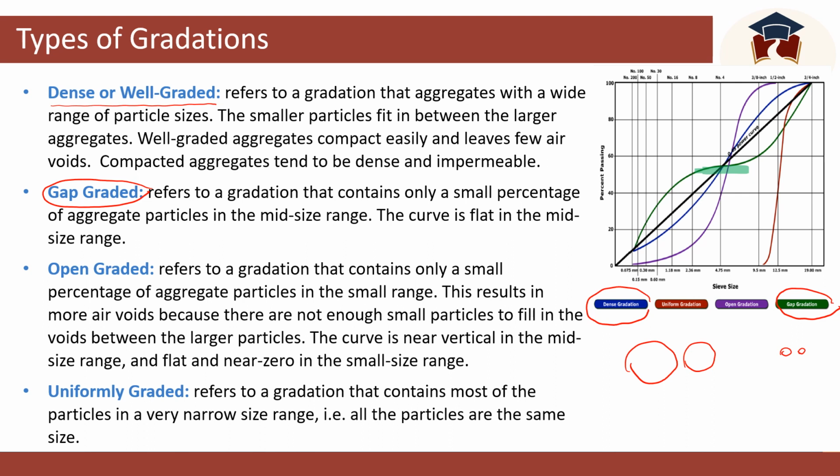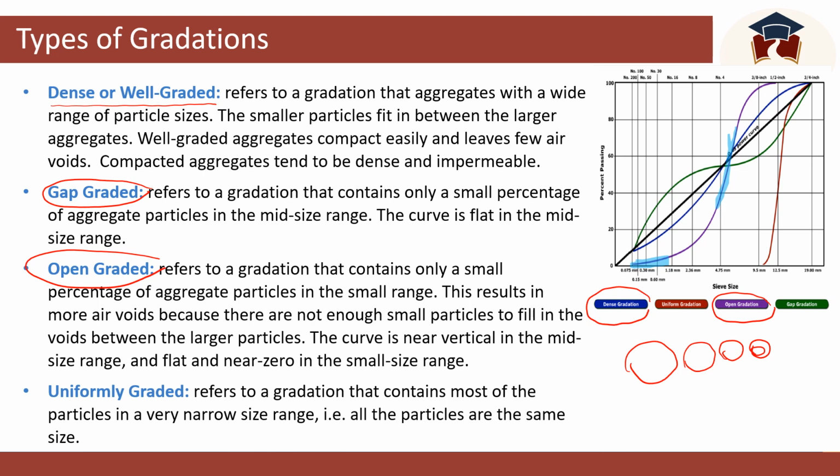Now let's look at the open graded. In the open graded, if you look at the particle sizes, we have the middle size particles, but we don't have the small particles. So then we get the open graded. When you look at the curves, the purple curve refers to the open graded. In this curve, you can see a vertical line at the middle size here, and also you can see a flat curve at the beginning because you don't have smaller sizes.